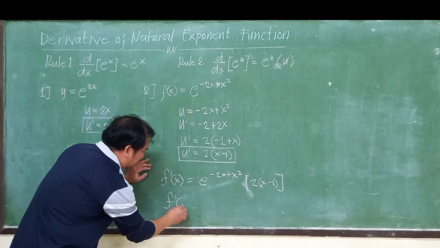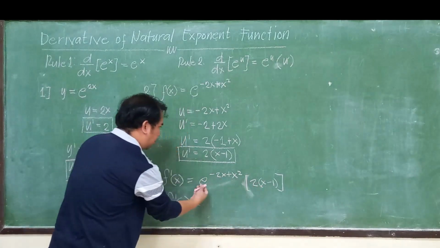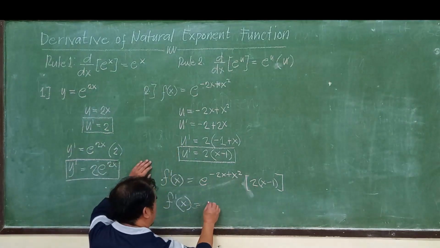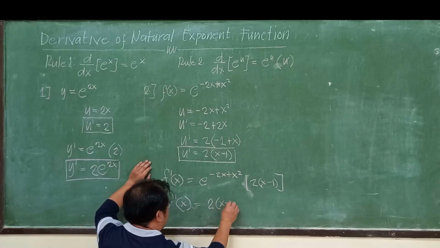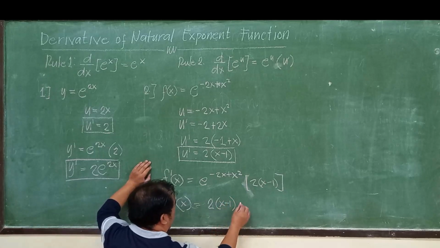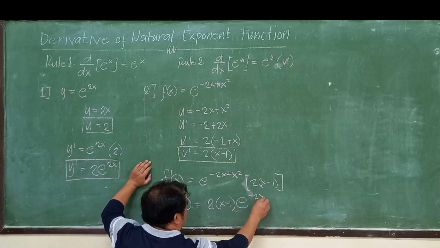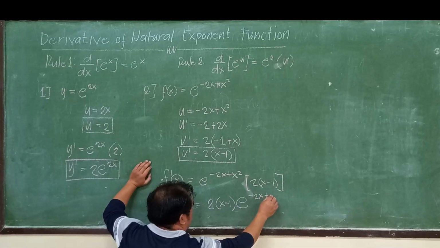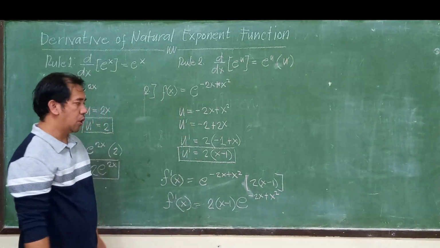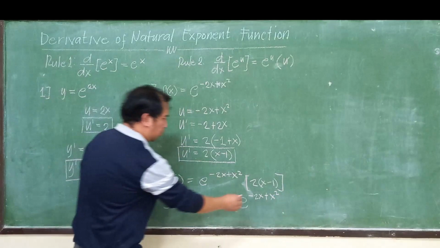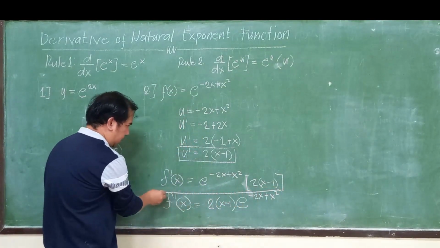F prime of x will give you now a result that is the same as bring here in front. So we have in here 2, the quantity x minus 1, e raised to negative 2x plus x raised to 2. Okay? X raised to 2. So that would be the derivative of the problem. So allow me to put it inside the box.